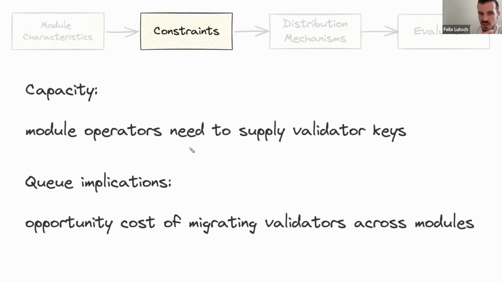So what are the constraints that we are facing in this question of how ETH should be distributed to modules? One is the capacity. As I already talked about, module operators in the end need to supply the validator keys to be able to run Ethereum validators. This could be limiting if the module has very strict requirements or high self-bond. So this is one thing that the protocol needs to take into account. The other thing is the implications of the Ethereum queues, or in general opportunity costs associated with the process of migrating stake between modules.